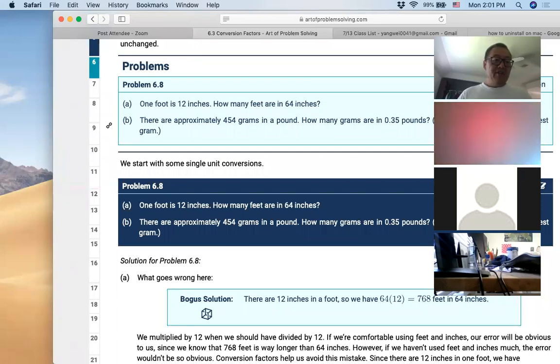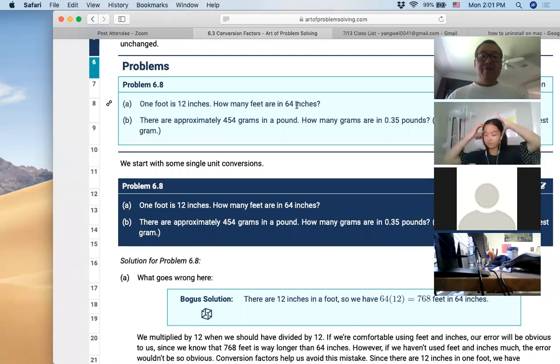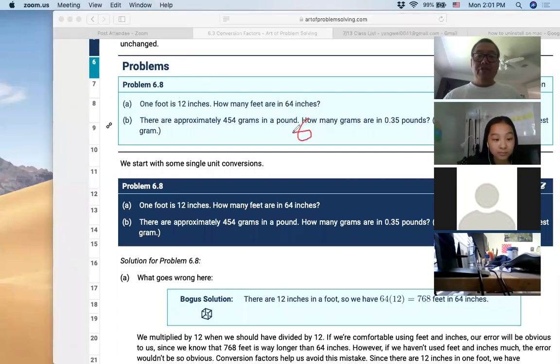Brandon, how did you get 768? That's not times. See, an inch is smaller than a foot. So if you want to convert 64 inches to feet, you need to use 1 foot equals 12 inches. You need to do this multiplication, right? So inch cancels with inch.